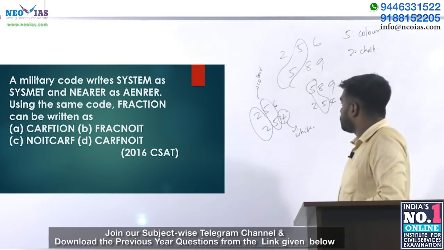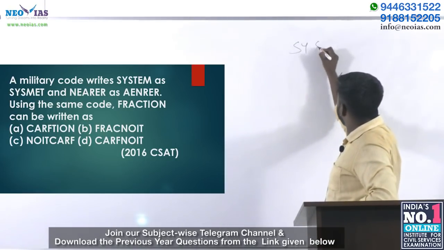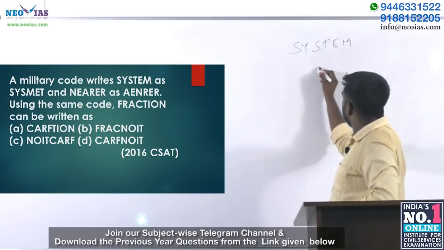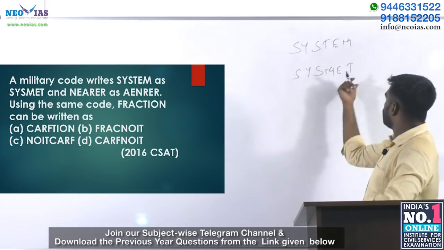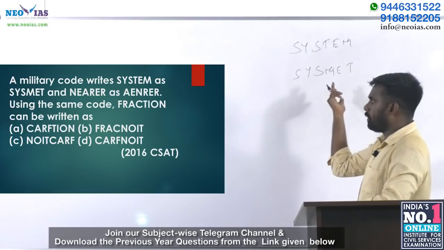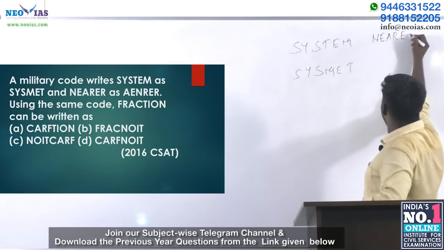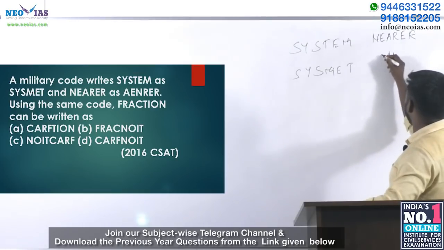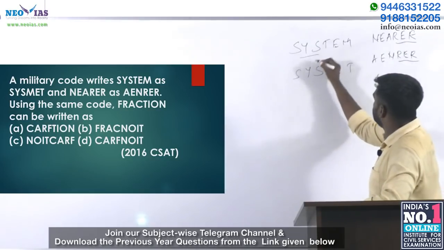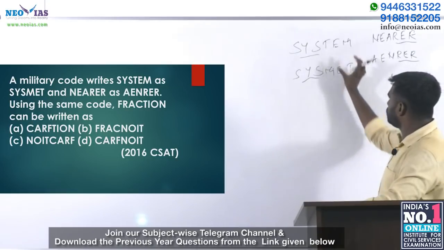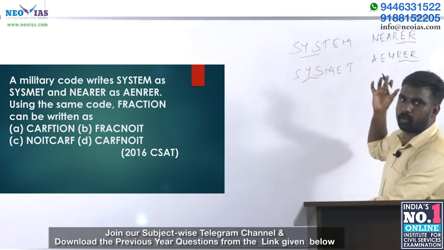A military code writes system. System is written as system, right? So these three are reversing. These three are reversing or not, we don't know, right? For that they have given one more, nearer, which is written as NEARER. This is also the same. That means here this is reversing, here this is reversing. So actually from the midpoint, the first half will be reversing, then the second half will be reversing, right?